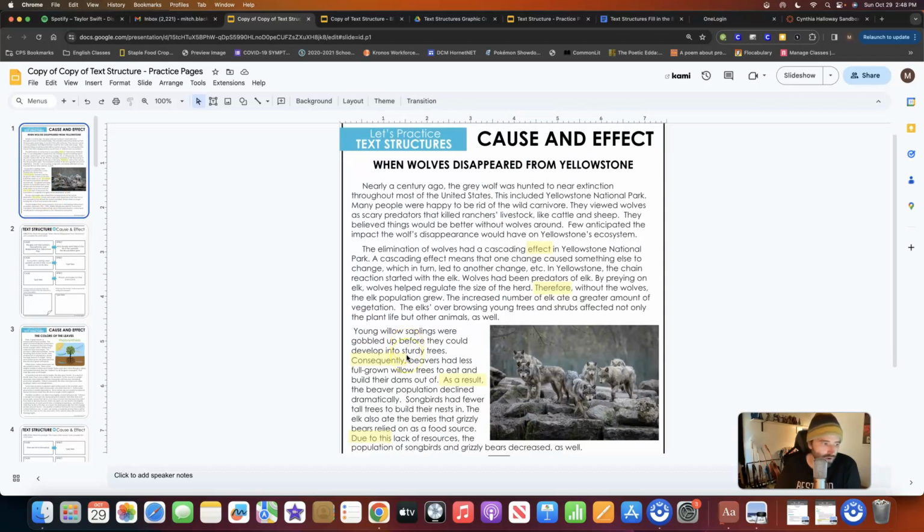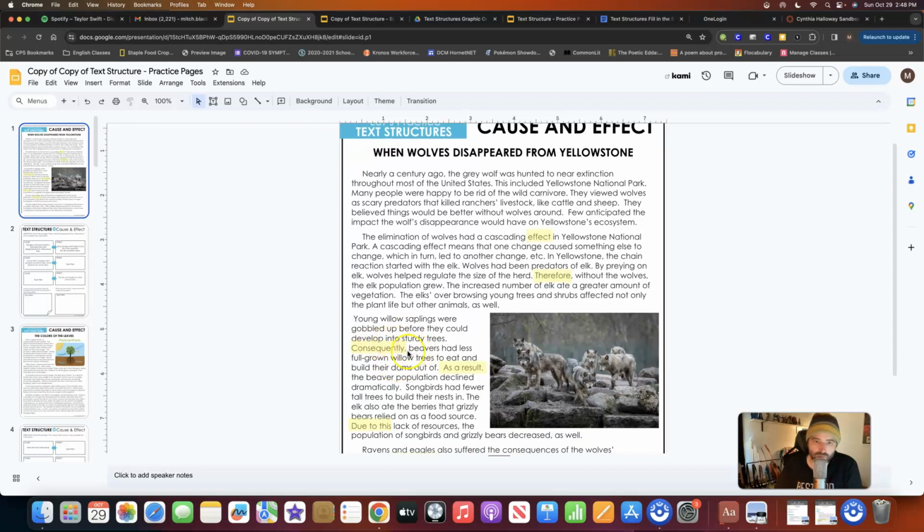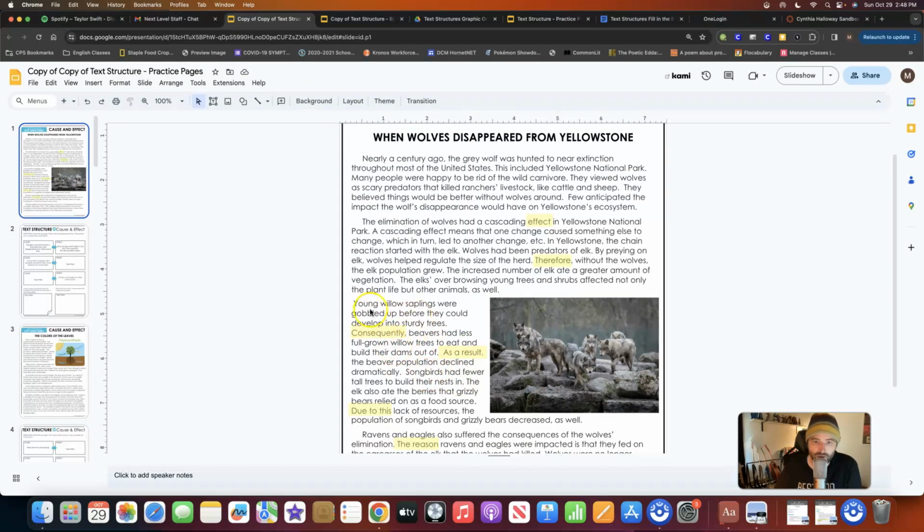So if we look here, beavers had less to eat and build their dams, and songbirds could not build their nests. Those two things happened as the young willow saplings were gobbled up. So that's our cause, and that's the effect of that.